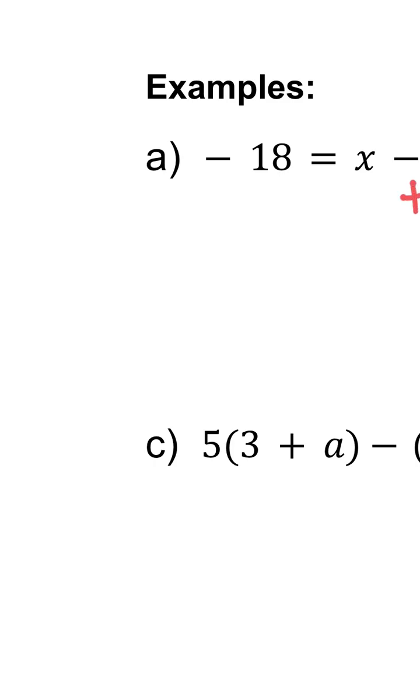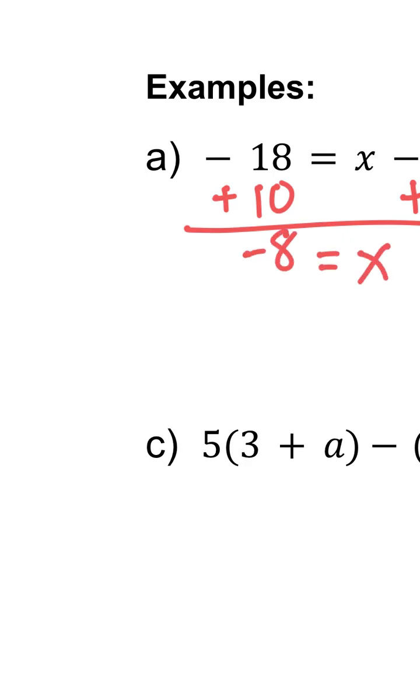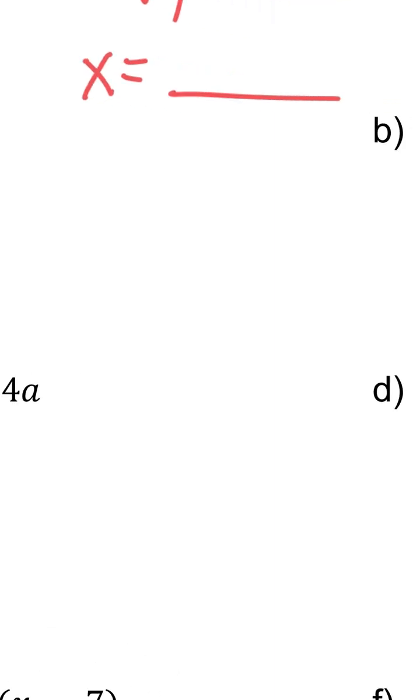All right, so we're going to do plus 10 on the right and plus 10 on the left. And we have negative 18 plus 10. Negative 8 equals x, and those cancel out. So, are we done? Yes. As long as you have x equals and there's just a number after it, then you know you're done. So, even if it's kind of flipped, right? Negative 8 equals x, we know we're done. Okay, let's try letter B.